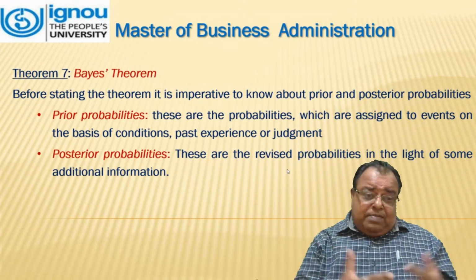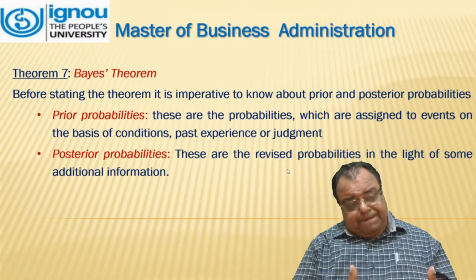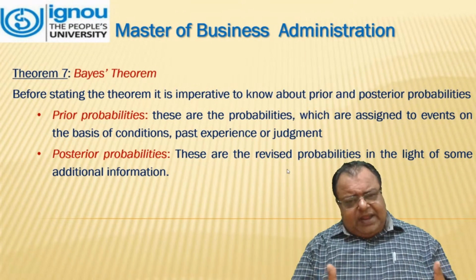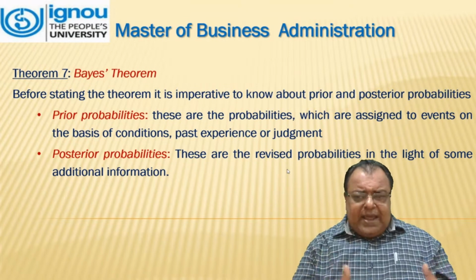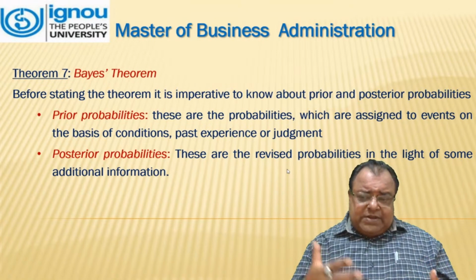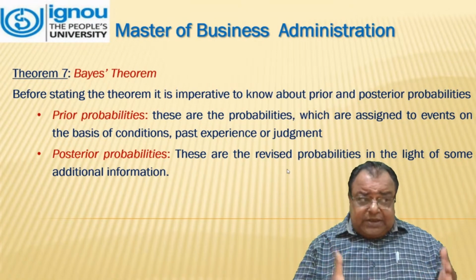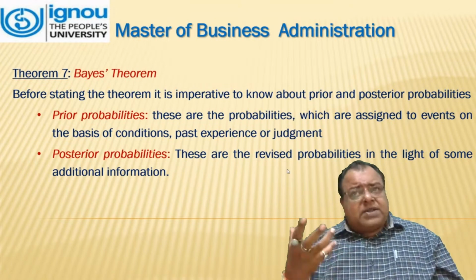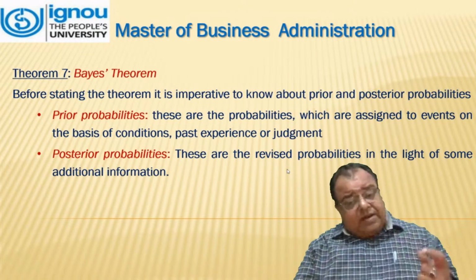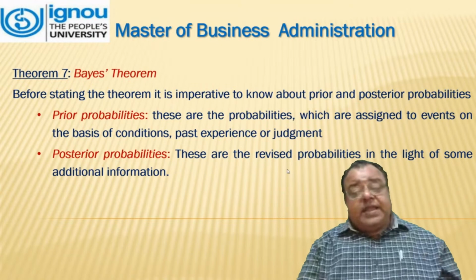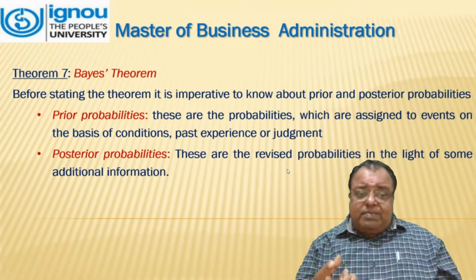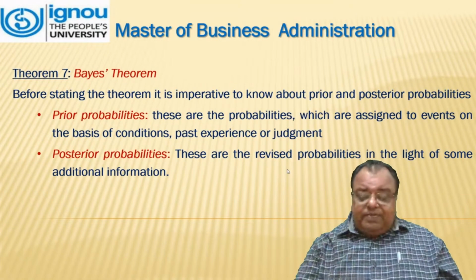Then comes the most important part, that is Bayes theorem. Before starting, it is required to know about prior and posterior probabilities. Prior probabilities are the probabilities which are assigned to events on the basis of conditions, past experience or judgment. And posterior probabilities are the revised probabilities in the light of some additional information. This is much more important when we apply Bayes theorem.